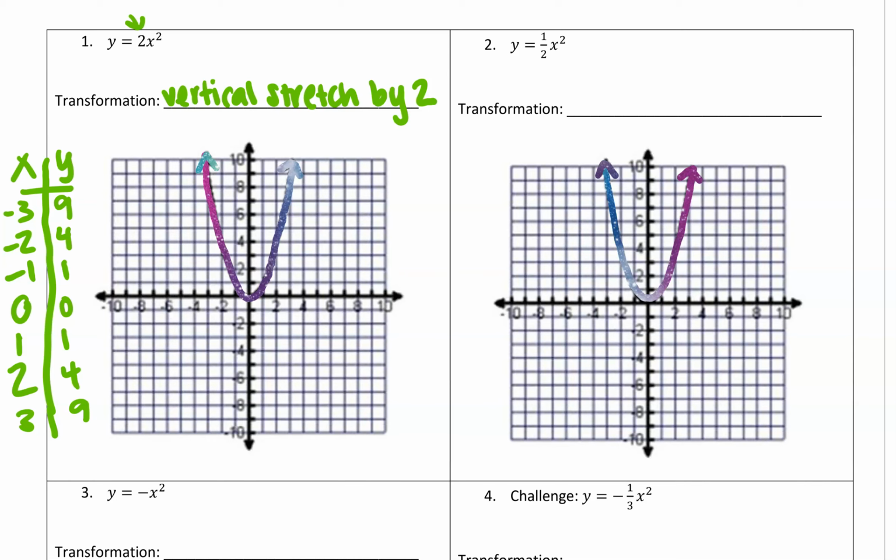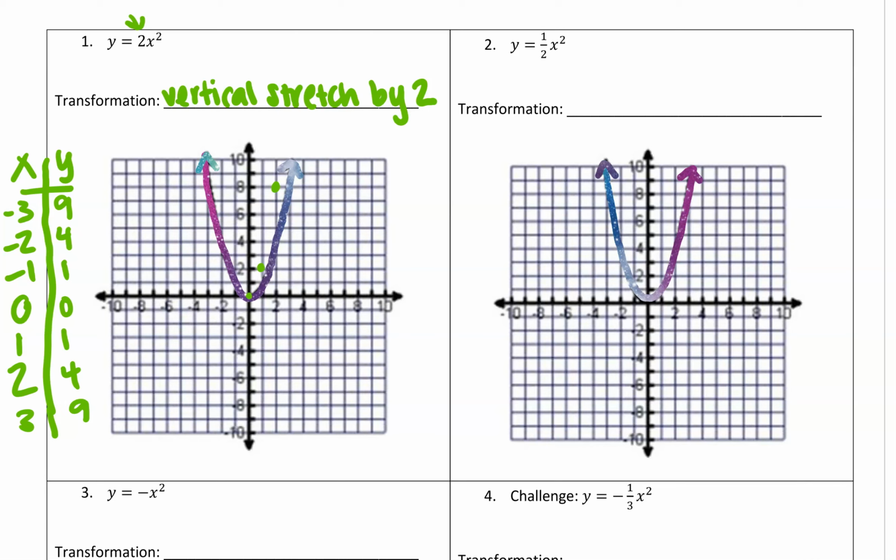But I'm going to do it rather quickly and in my mind, because in the class we would have just used our calculator. So instead of having the point 0, 0, I'm going to have 0, 0. Instead of 0, 1, I'm going to double this y value of 1. I'm going to have 1, 2. Instead of having 2, 4, I'm going to double this value of 4 to 2, 8.